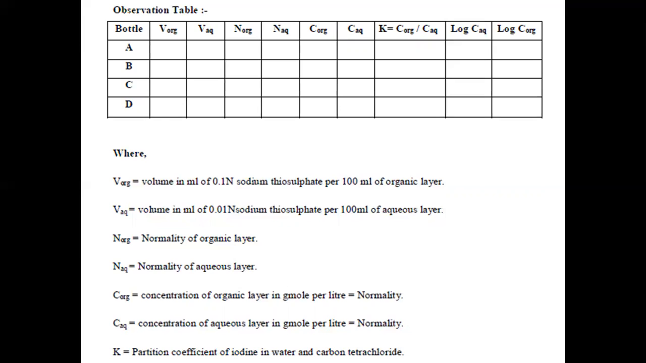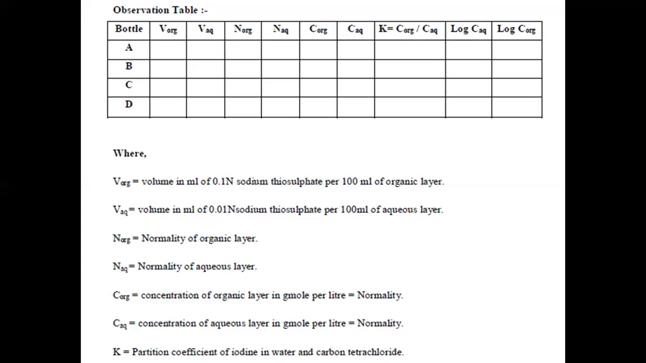During this procedure, you have to make observations like V organic, that is volume in ml of 0.1 normal sodium thiosulfate per 100 ml of organic layer. V aqueous, that is volume in ml of 0.01 normal sodium thiosulfate per 100 ml of aqueous layer. N organic, that is normality of organic layer. N aqueous, that is normality of aqueous layer. C organic, that is concentration of organic layer in gram mole per liter. C aqueous, that is concentration of aqueous layer in gram mole per liter.